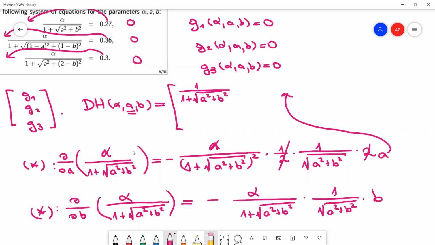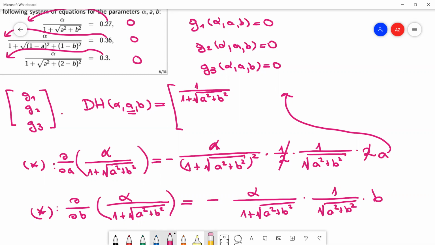And similarly for the second and third row. So in the second row, I take the derivatives of the second function with respect to all three variables. And in the third row, the derivative with respect to the third function. And I built a Jacobian matrix of size 3 by 3. And then I can use Newton's method.